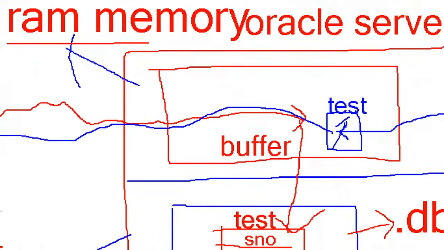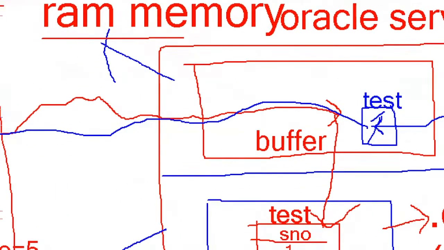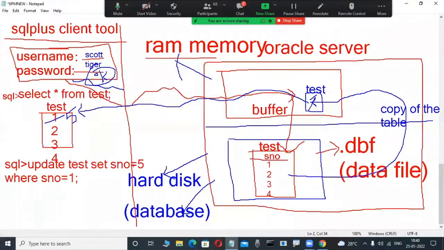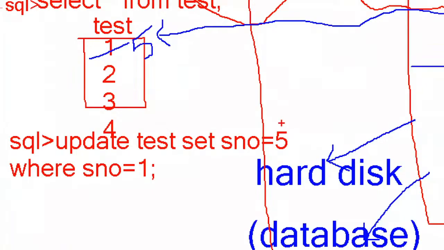Now you observed here, whenever I'm using an update command, what is the new value? 5. Very good. Here the new value is 5. What is the old value? 1. The old value is 1.